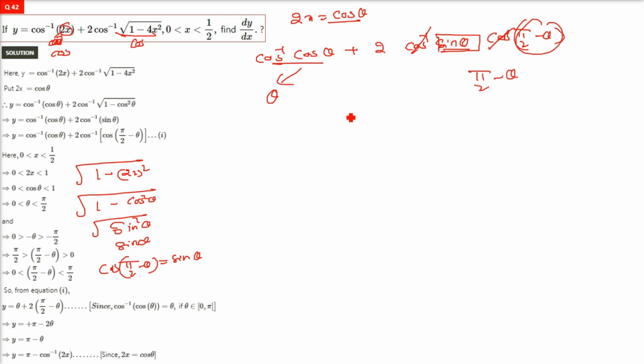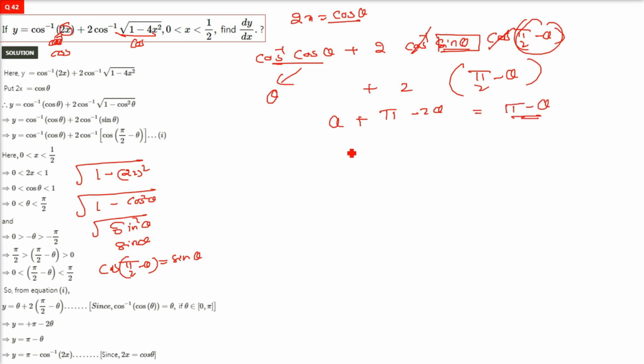So you have to check for two things. The theta is correct or not, and pi by 2 minus theta is correct or not. And for sine or cos, you know, cos and cos inverse can only be cancelled when you have the theta belonging to 0 to pi. So what do we get here? Let us solve this first.